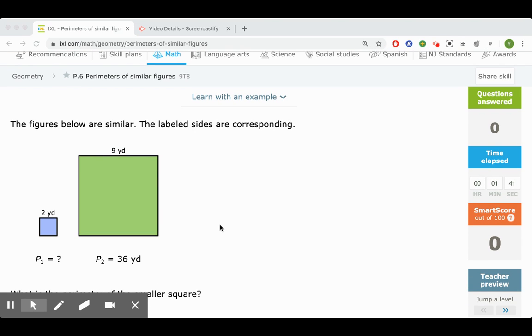Hello, class. I'm going to help you with the assignment from IXL, the one that's called Perimeters of Similar Figures. Okay, so let's get into this. The figures below are similar. The labeled sides are corresponding.